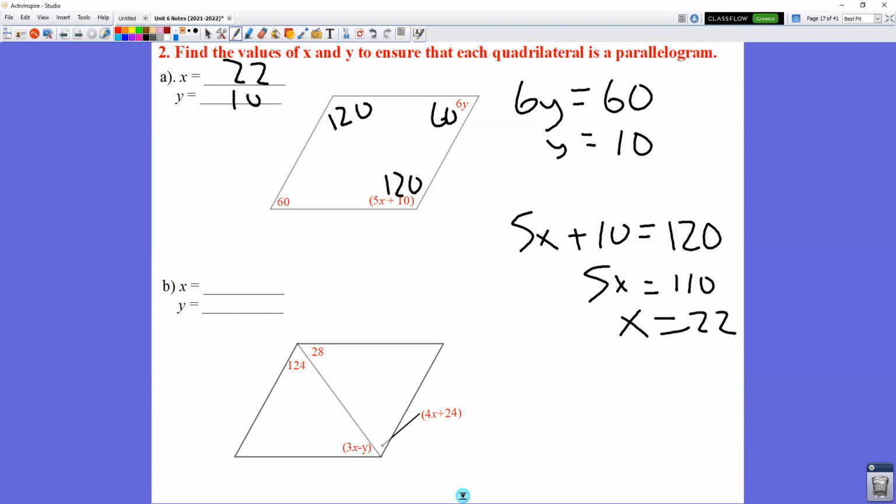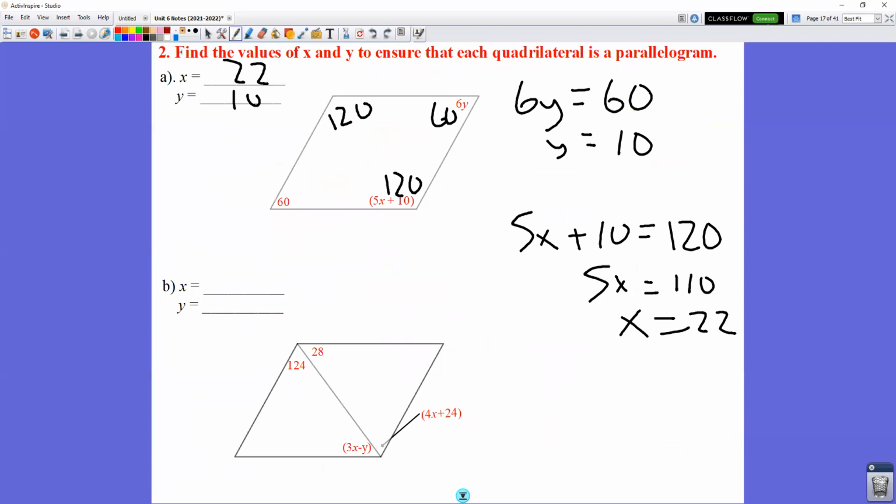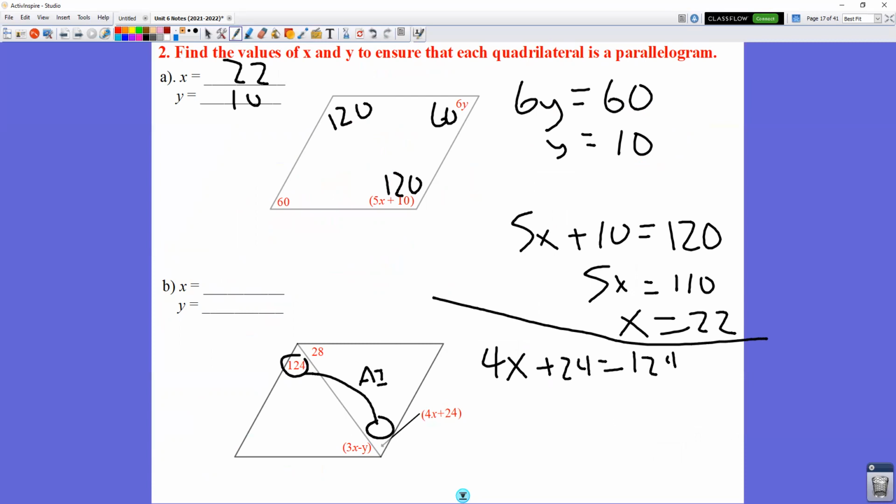So question 2B. On the previous page, question 1C, I mentioned we have to be looking for alternate interior angles or same side interior angles. Well, we're going to do the same thing on this one. So we're going to use AIs. This angle that I'm circling, 124, is going to be an alternate interior angle pair with the 4x plus 24. So this will give you your first variable. Now we're going to subtract 24 from both sides. And so that'll be 100. And if you divide 100 by 4, that should give you 25. All right, so there's your first solution right there.